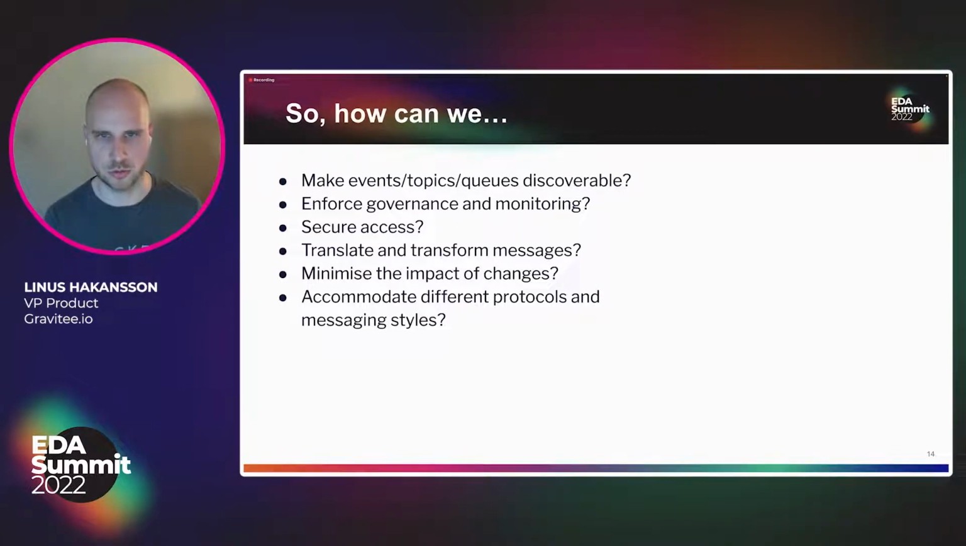Maybe some consumers or producers are sending data in XML and some are sending in JSON, and we want to make sure that the data is in the right format, and potentially for some clients we might need to apply some transformation on the data itself. And again, how can we minimize the impact of a potential change on the broker side or on the client side? And with all of those different protocols and messaging styles that we've covered, how can we make sure that it accommodates a lot of different use cases and different consumers and producers?